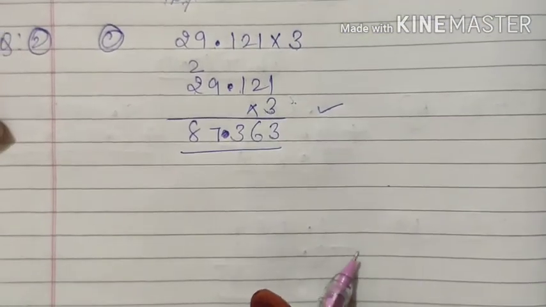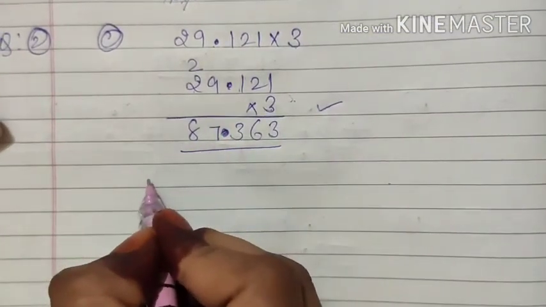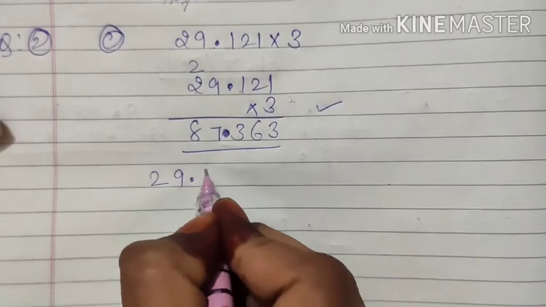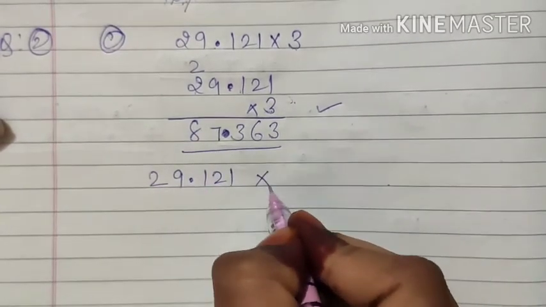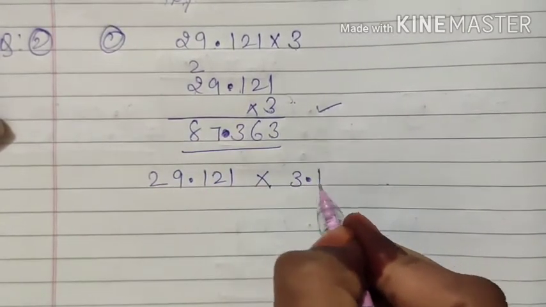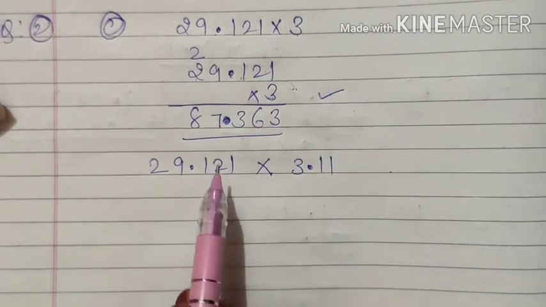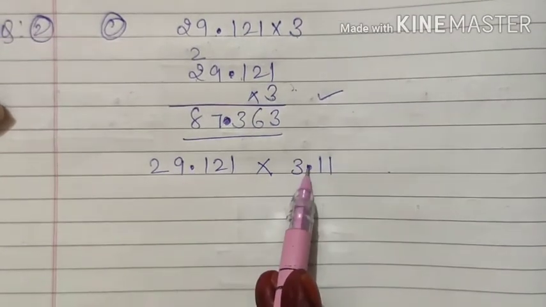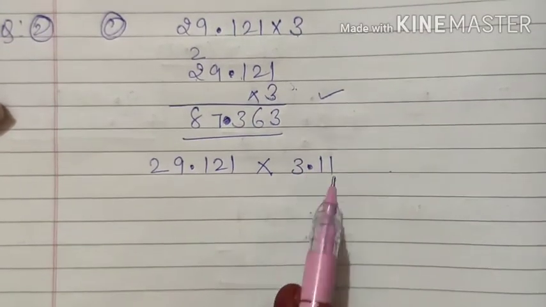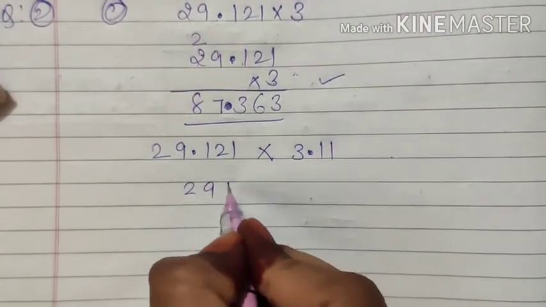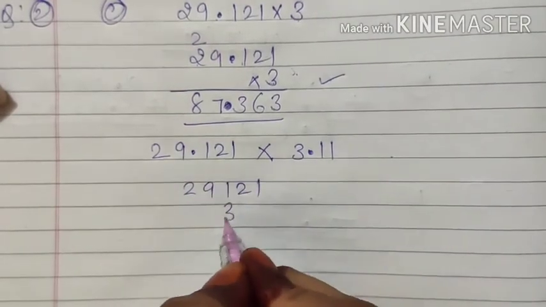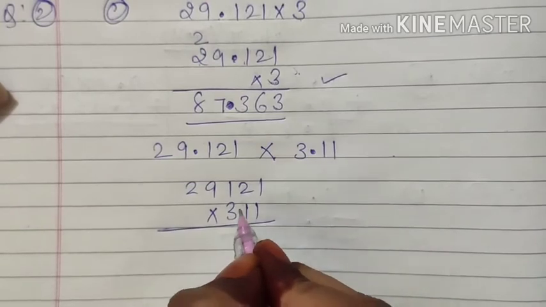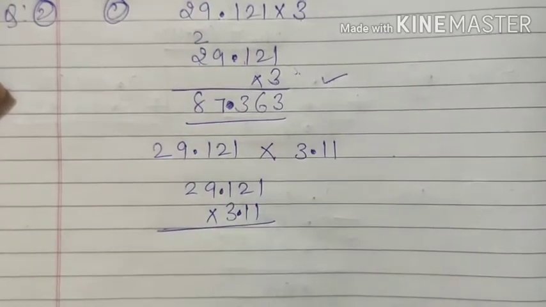But suppose your both numbers include decimals, suppose 29.211 into 3.211. Let this be the question. So here also you have a decimal, here also you have a decimal. So then how will you solve? First of all, you will do the simple process which we are doing in the multiplication. Okay, decimals if you want you can put here, that's not the problem.